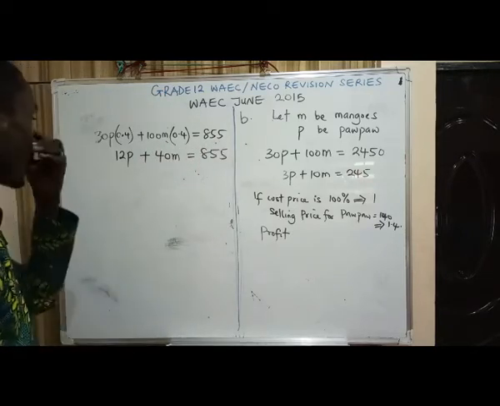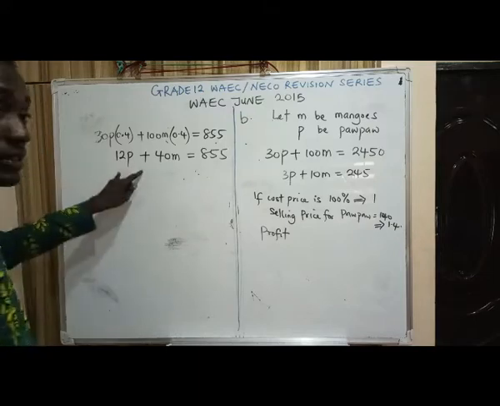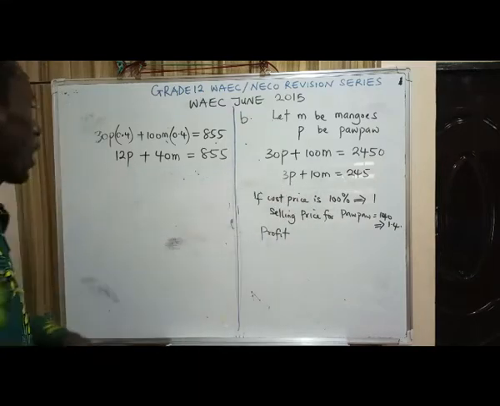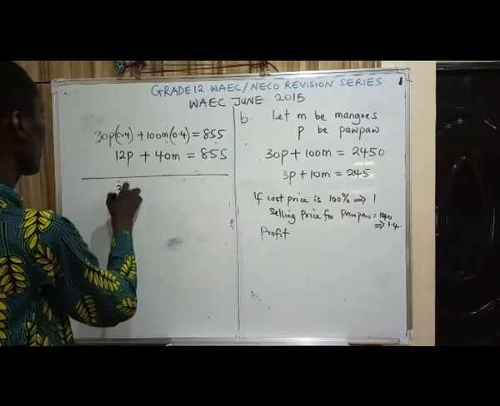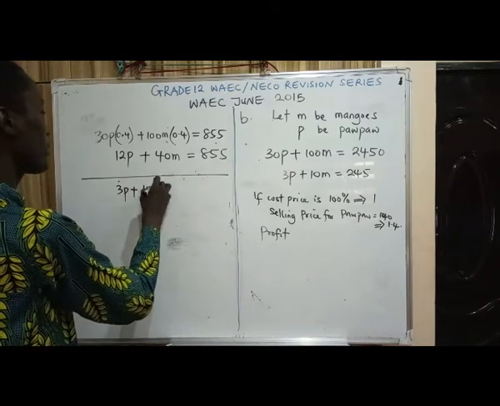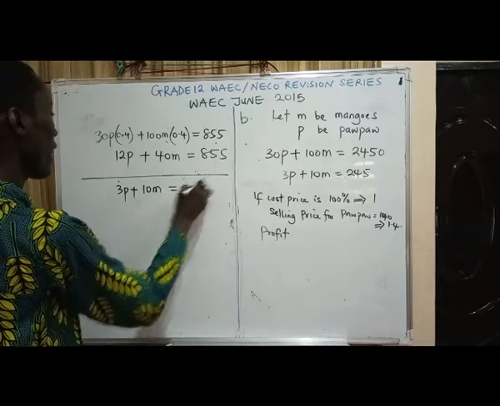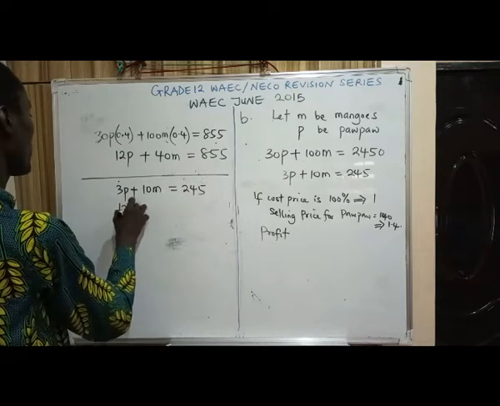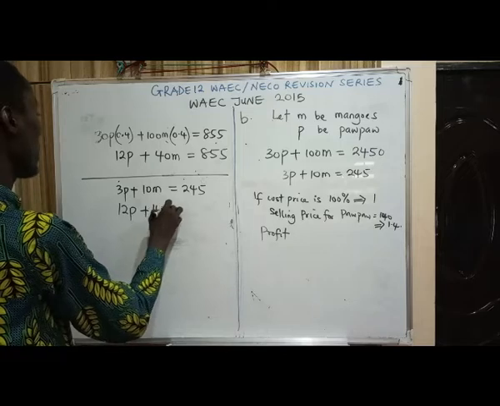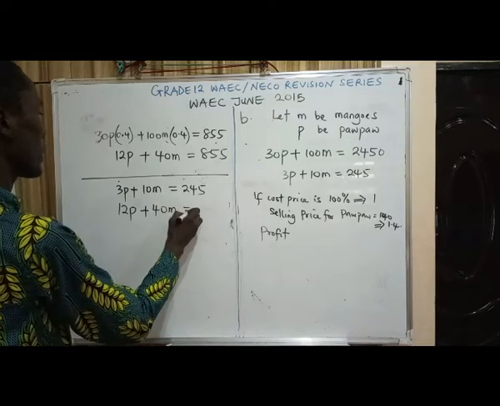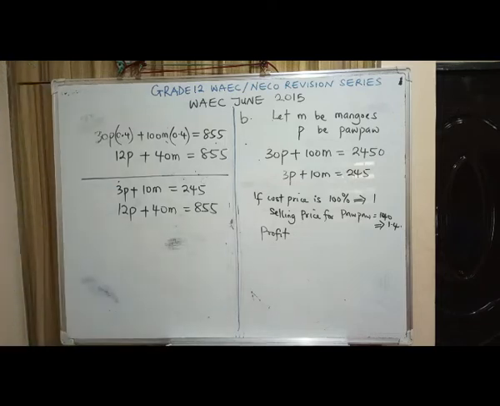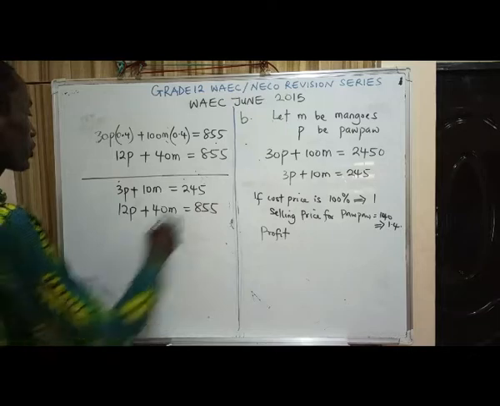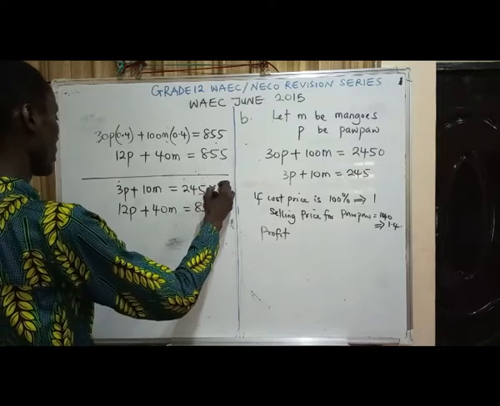So with this, I now have a second equation, this and then this. So I will write them together. 3p plus 10m equal to 245, and 12p plus 40m being equal to 855. Okay, so that's settled. I'll need to multiply this by 4.